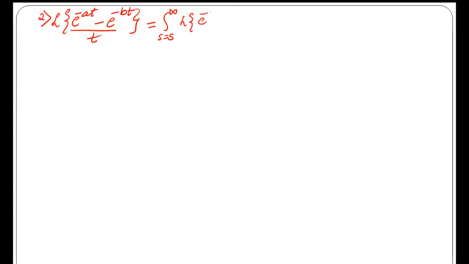Let's move to the second question: find the Laplace transform of e power minus at minus e power minus bt divided by t. Apply property number 3, that is, the integration from s to infinity of f bar of s, meaning the Laplace transform of the numerator, e power minus at minus e power minus bt, with respect to s.